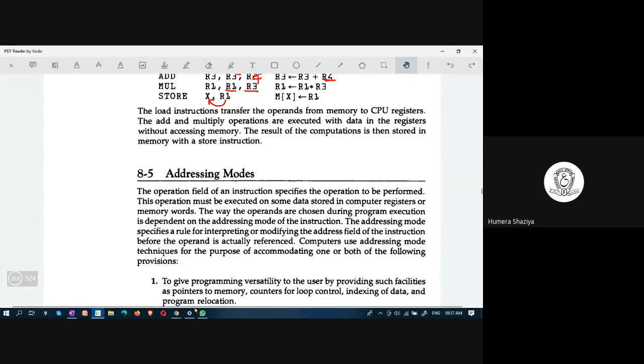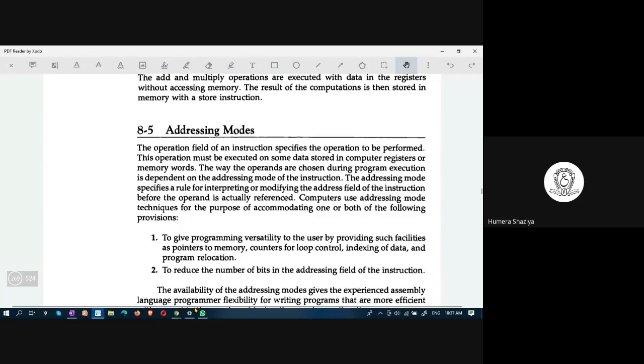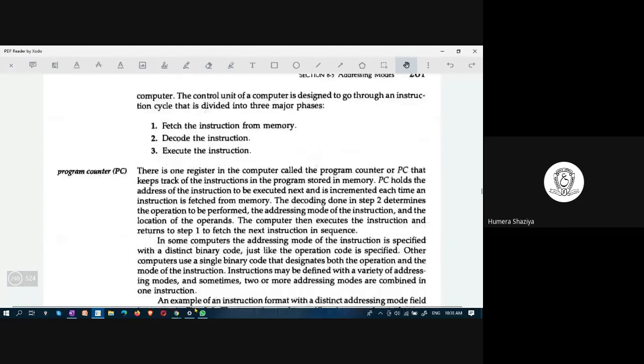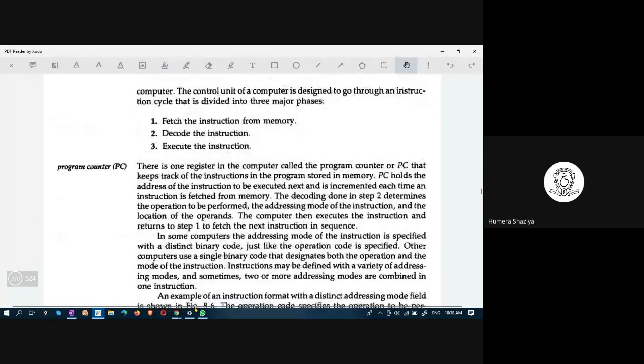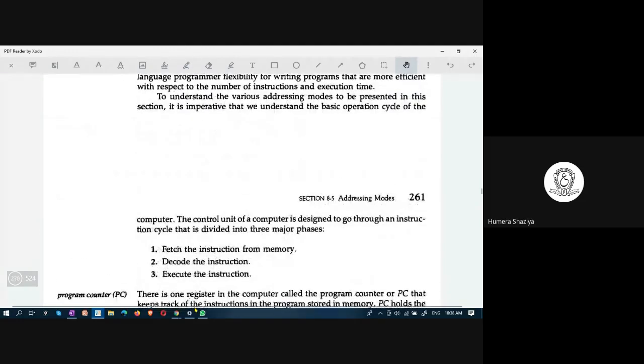Let us begin the topic of addressing modes. Addressing modes means what all addresses you can specify within an instruction. What all addresses we have specified so far, can anyone tell me? Within an instruction, what all addresses we have specified?